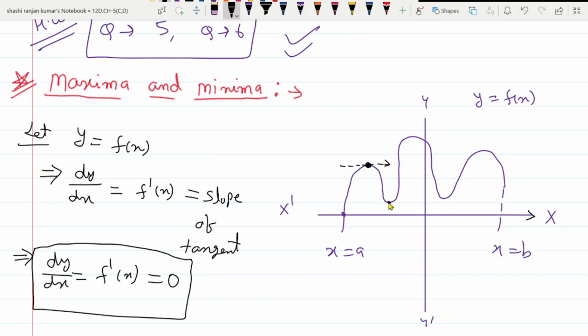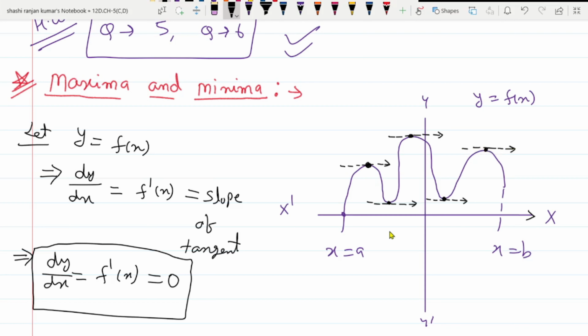At this point also, the horizontal tangent will be formed. At this point also, if you plot the tangent, the horizontal tangent will be formed. At this point also the horizontal tangent will be formed.